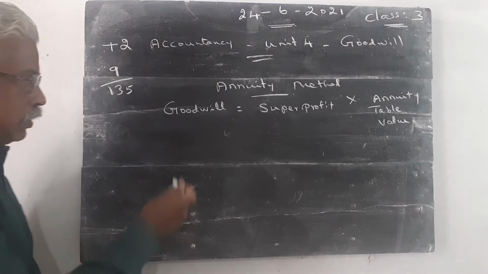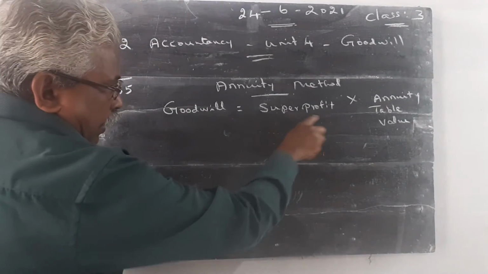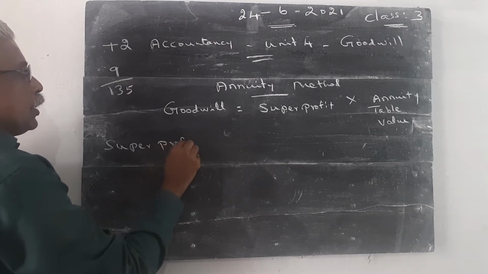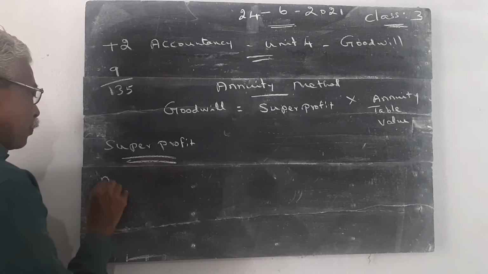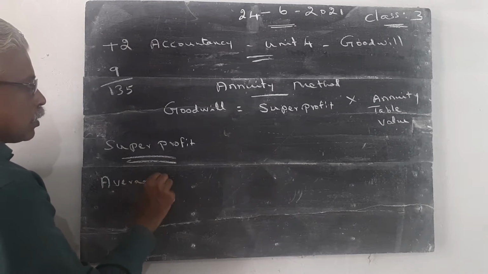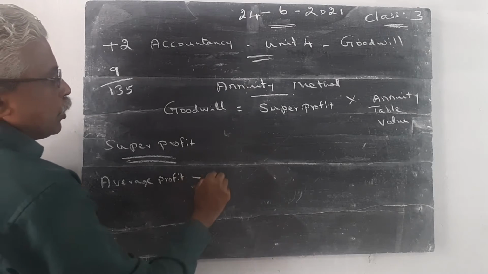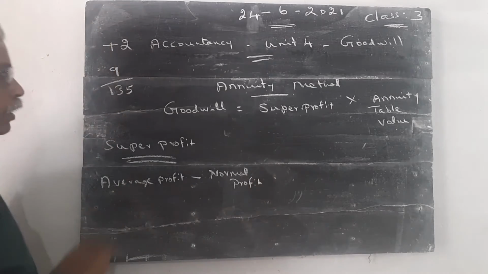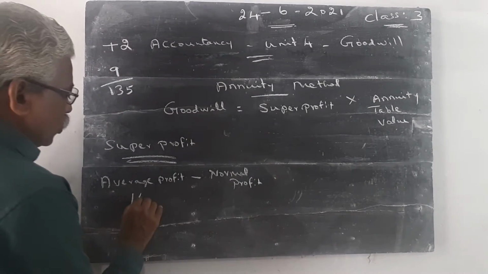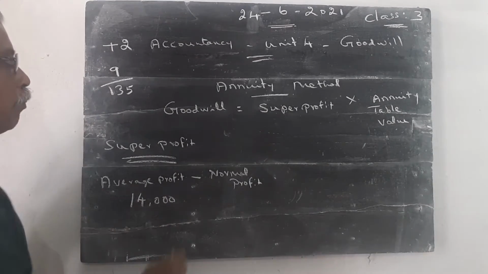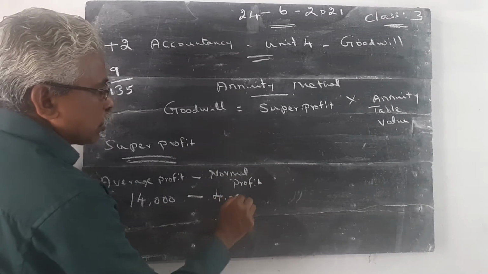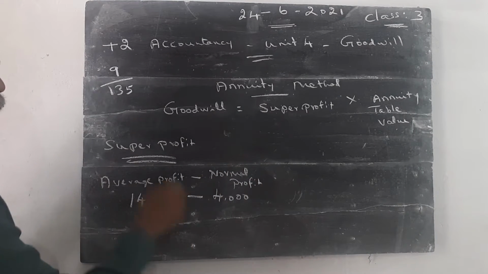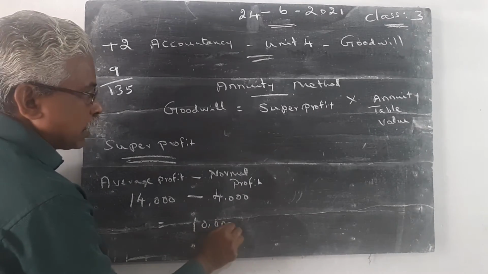In this question, the first duty is calculating super profit. Super profit is equal to average profit minus normal profit. Both are given in the question. Average profit is 14,000 minus normal profit 4,000. So average profit minus normal profit is equal to super profit. The value of super profit is 10,000.